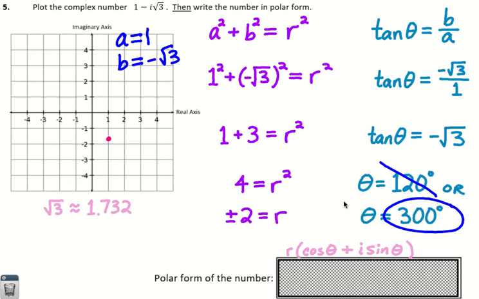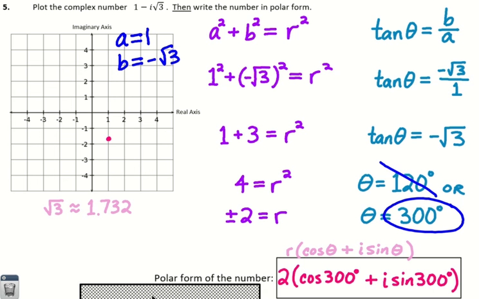And so now that I know that R equals positive 2 and theta equals 300, I can plug into my polar form here, and my final answer is right here.